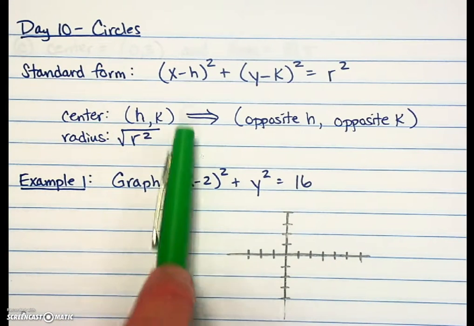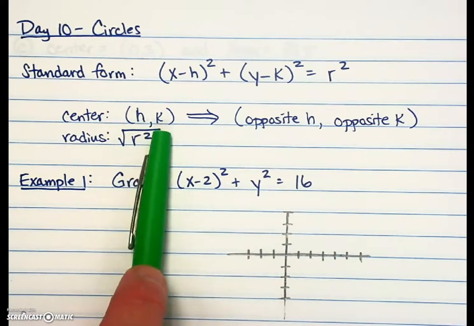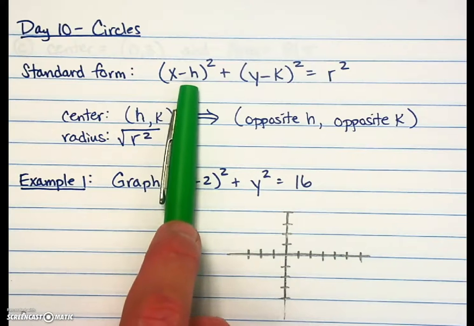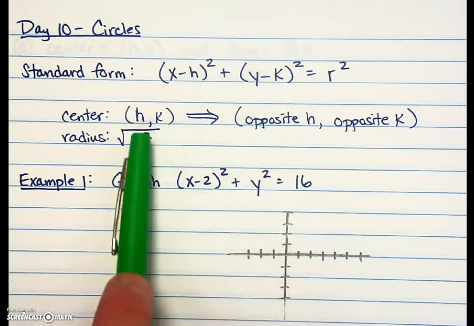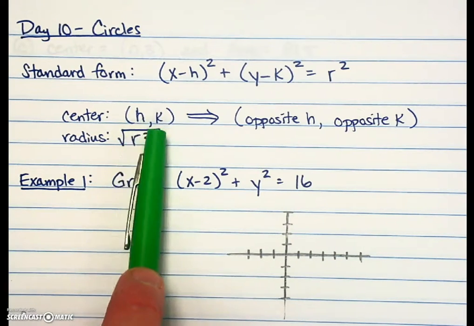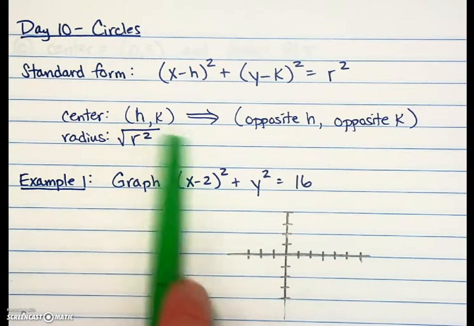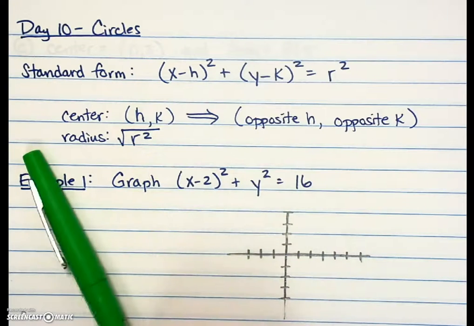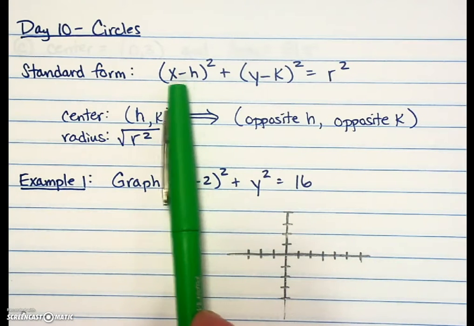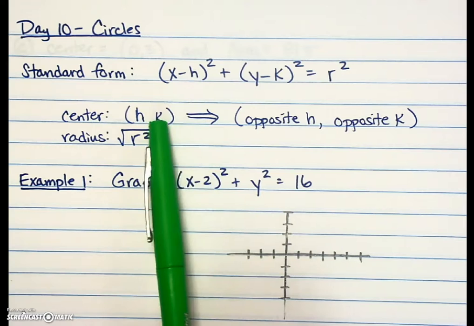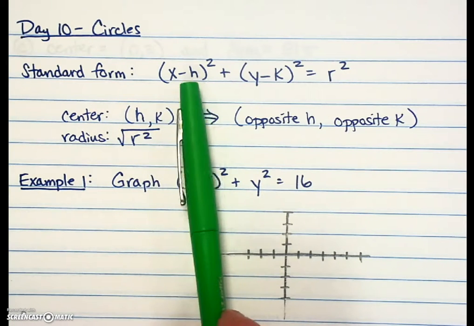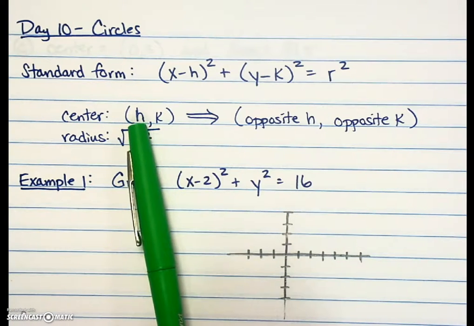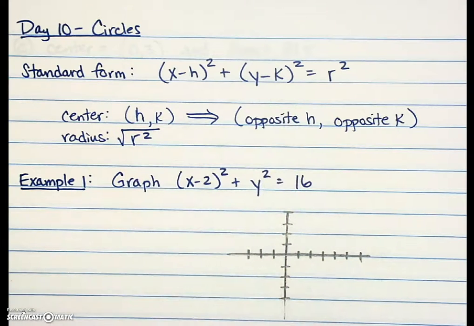To find the center, we simply take h and k. Now notice in the original formula it says minus h and minus k, but here it's positive h and positive k. So what I always like to do is think of it as opposite h, opposite k. That way, whatever I look at in parentheses, I just take the opposite of it, and that becomes my center. h is always the x coordinate for the center, and k is always the y coordinate.